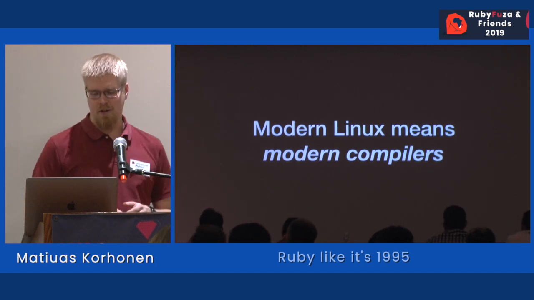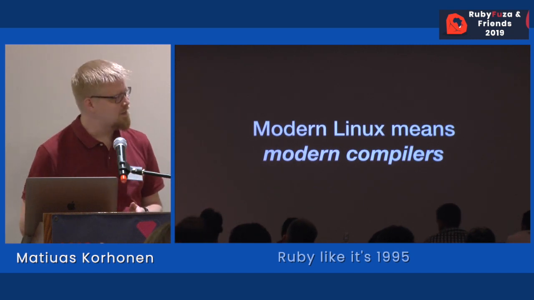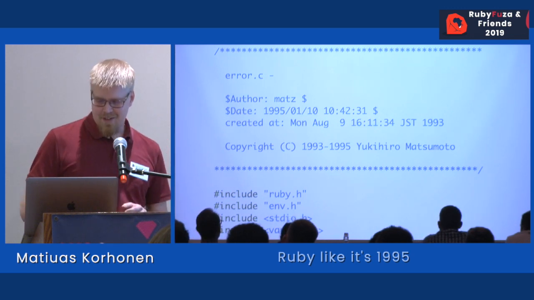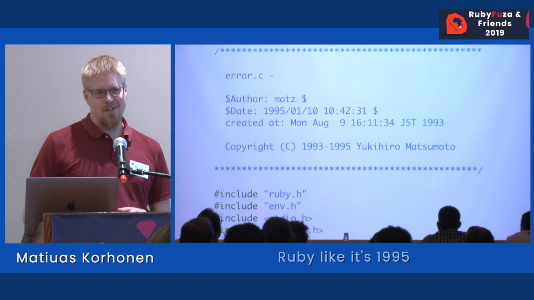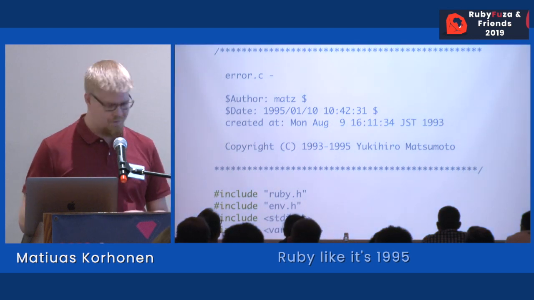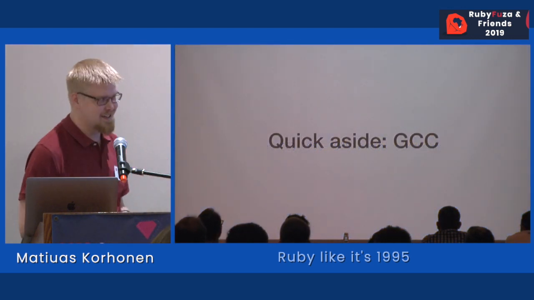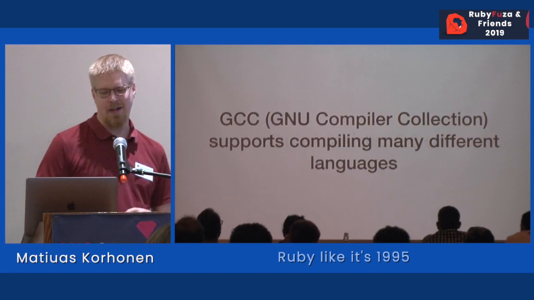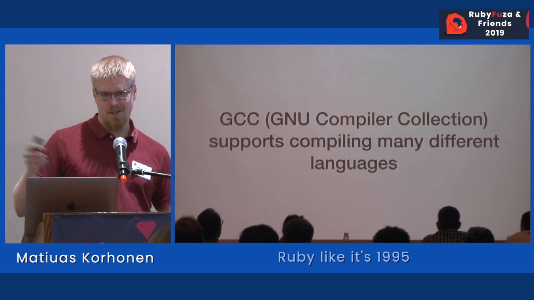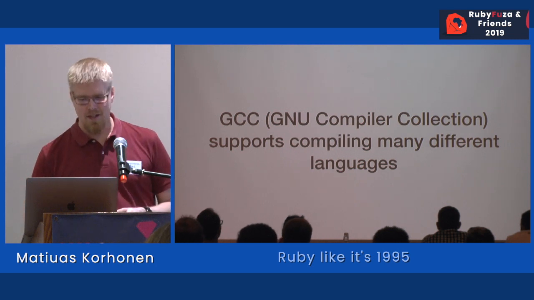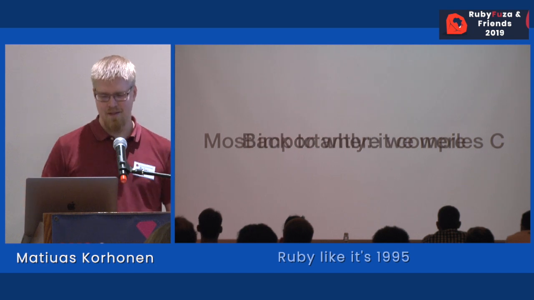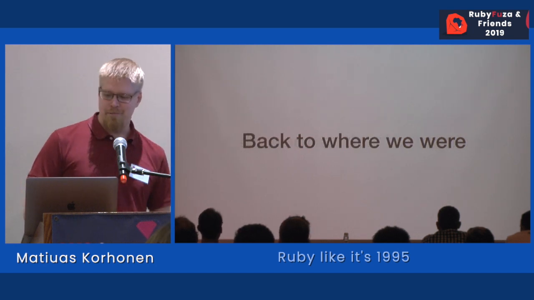So let's take a little look at the Ruby 0.95 source to find the problem. See that last line there? To understand the problem, we need to take a little look at the GCC source code. And as a quick aside, if you don't know what GCC is, it's the GNU compiler collection, and it supports compiling a whole lot of different languages. But for this talk, all you really need to know is that it compiles C. But back to where we were.